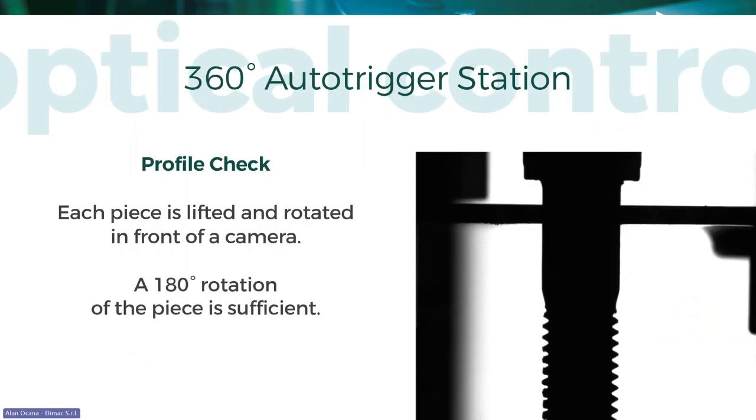Let's shift our focus now to one of our most widely used solutions, the 360 auto trigger station. This is a classic setup, one we've installed on many of our machines over the years. It's based on profilometric inspection, and it works like this. Each part is rotated in front of a fixed camera. And here's the key. We only need a 180-degree rotation to capture the full profile of the part. That's enough to cover the entire threaded surface.